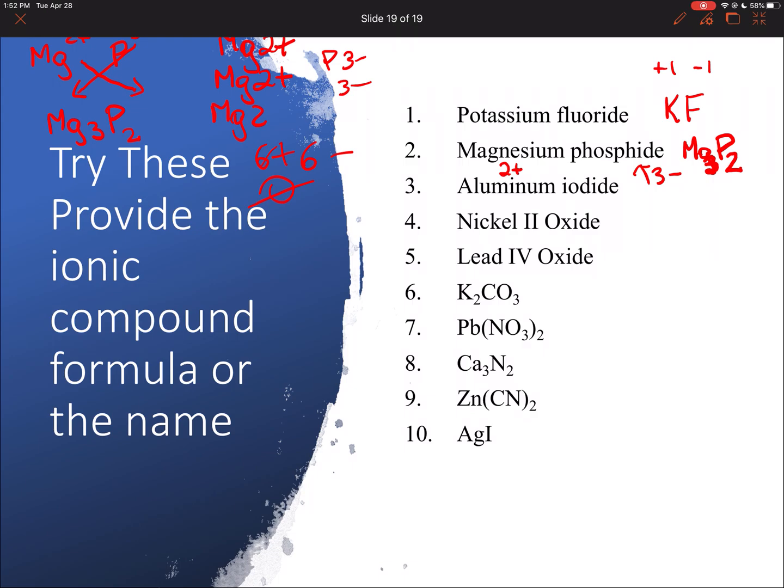Now, not going to do all of them. Come down to lead 4 oxide. You know, lead 4 has a +4 charge, and that oxygen has a 2-. Okay, you can do the crisscross technique, or you can say lead is strong enough on its own. I'm probably going to need 2 oxygens. Why is that? Pb4+, O2-, O2-. Even.